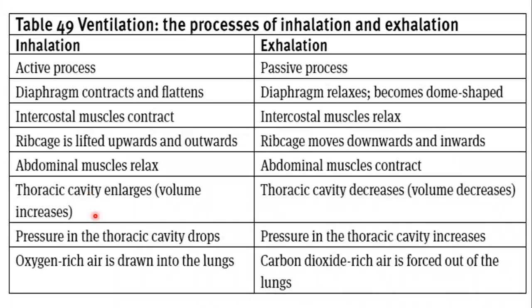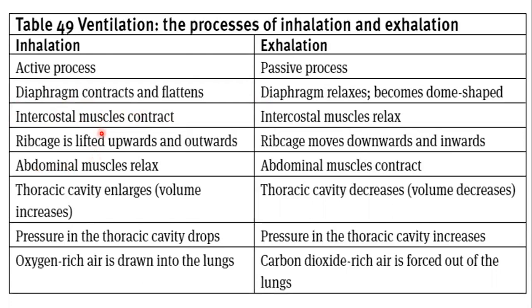Now the process of ventilation, the process of inhalation and exhalation. When you're asked to list the differences between exhalation and inhalation, or what happens, inhalation is an active process. The body actively allows air inside. The diaphragm contracts and flattens. It gets smaller. Then the intercostal muscles also contract as this happens. And as these muscles contract, the rib cage is lifted upwards and outwards.